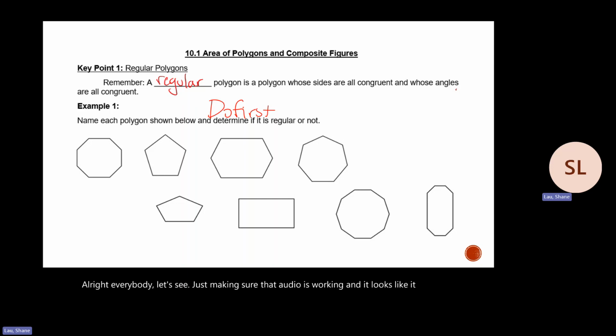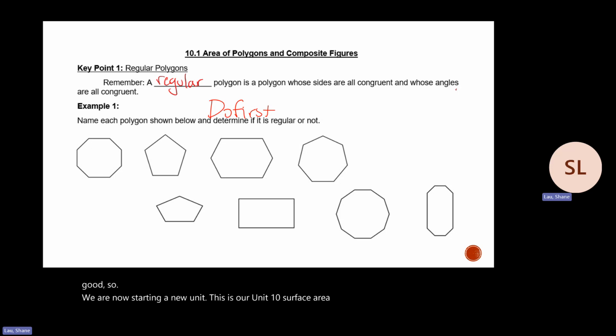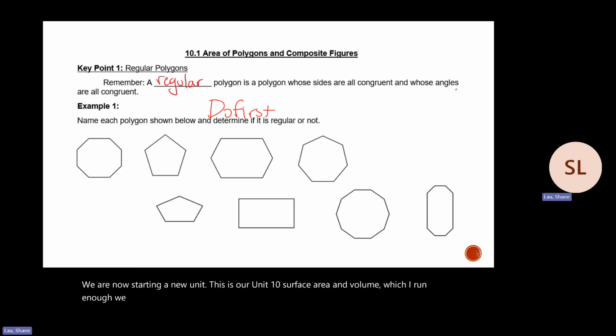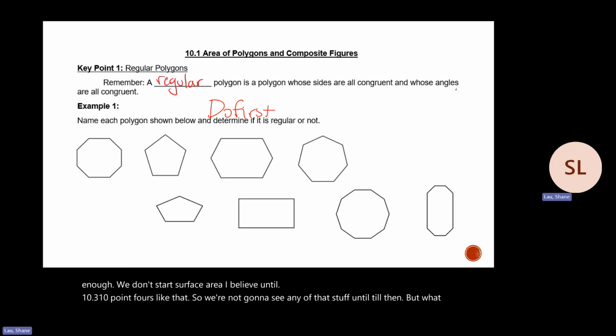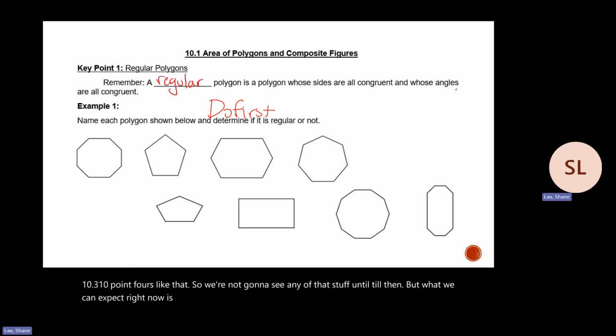Very good. So we are now starting a new unit. This is our Unit 10, surface area and volume, which ironically enough, we don't start surface area, I believe, until probably 10.3, 10.4, something like that. So we're not going to see any of that stuff until then. But what we can expect for right now is area, because we do need to have that skill first before we can do any of this other stuff.